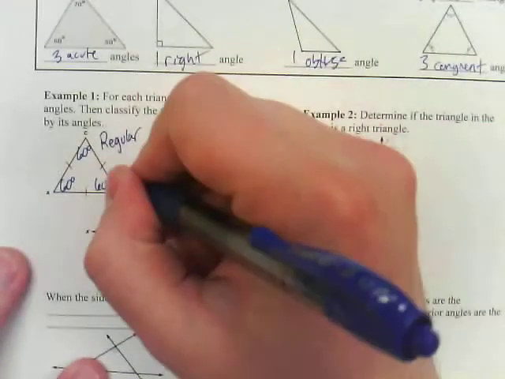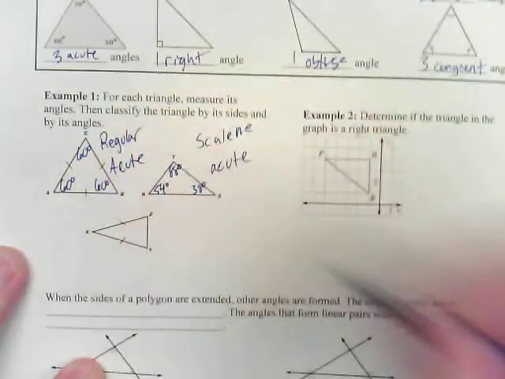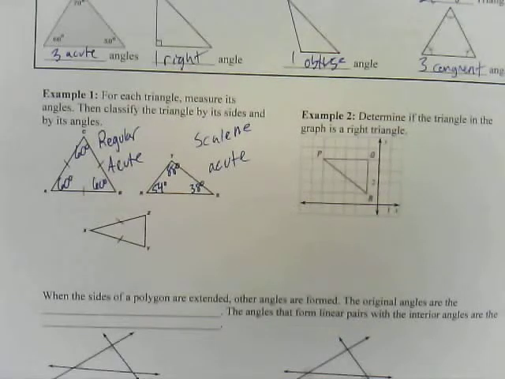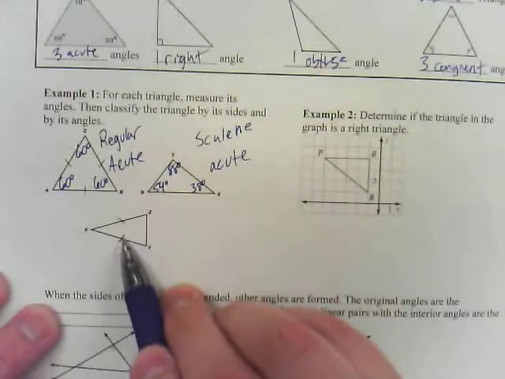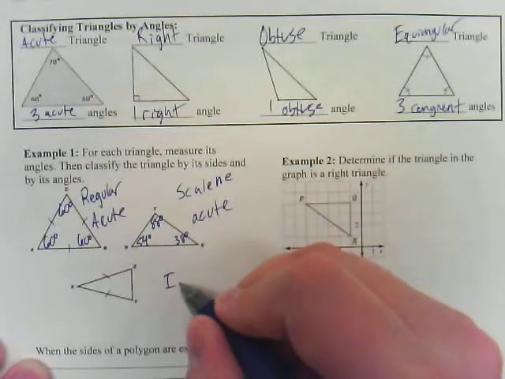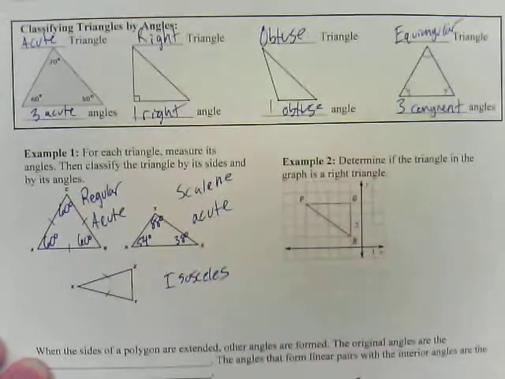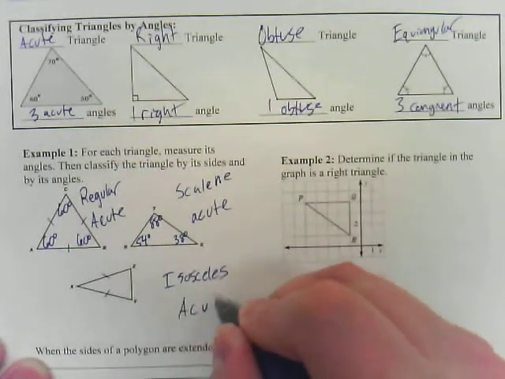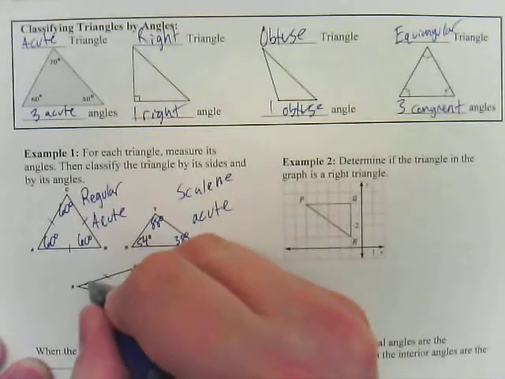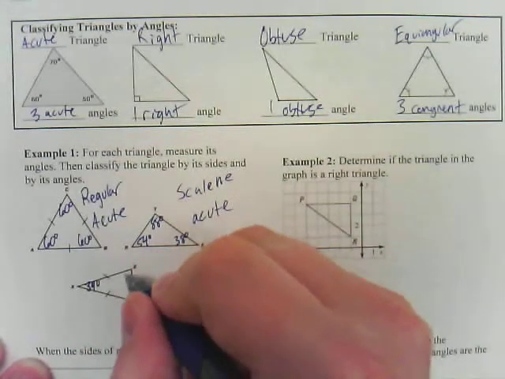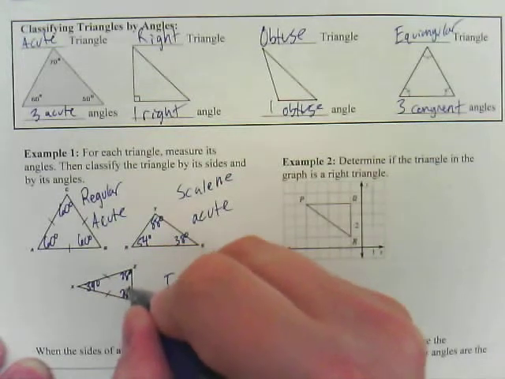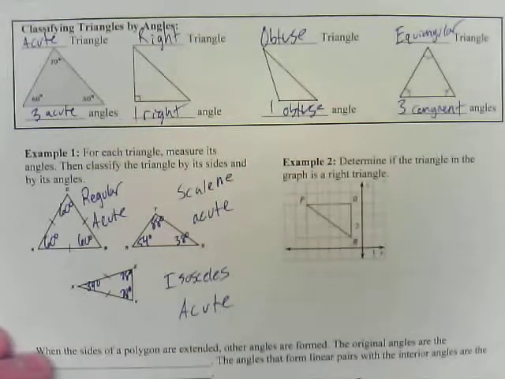Oh, and I guess I should have said for the first one that this one is acute as well, because they're all less than 90. For the third triangle, we've got two of the sides marked congruent. That means it's going to be an isosceles triangle. And it's going to be acute. So all three angles are less than 90. This one is about 34, this one's about 78, and this one is also about 78 degrees.